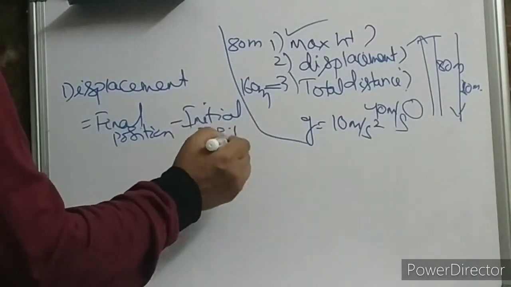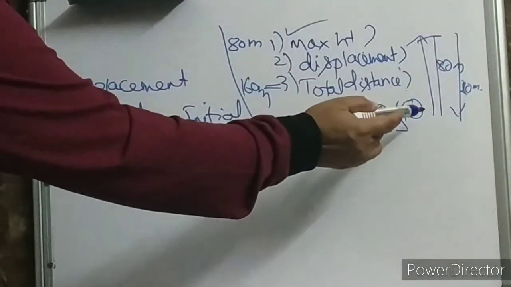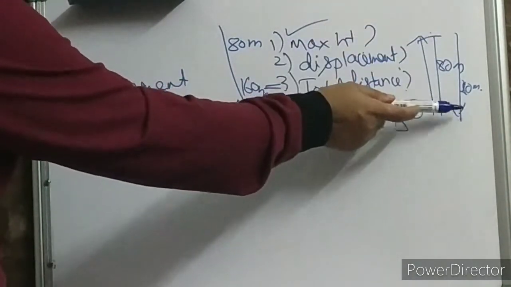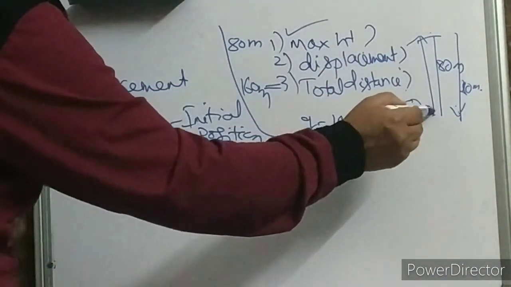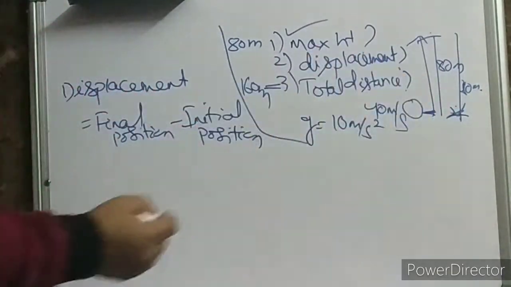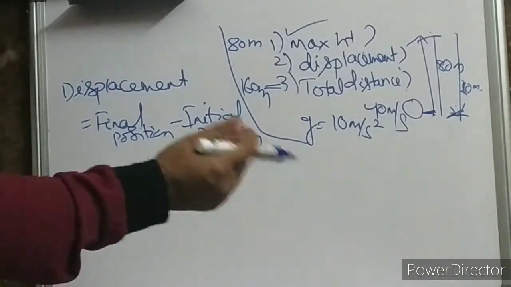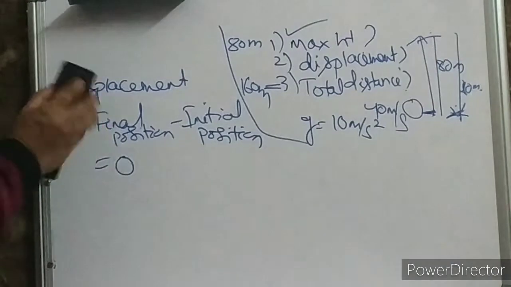So final position minus initial position. The ball has been thrown up, reached over here and is coming down. So this is your final position. What is the initial position? You have started from here only. Again the ball is coming down. So where you started, it reached again at the same point. So your displacement is 0. Clear? Hope I am clear. Okay, easy.